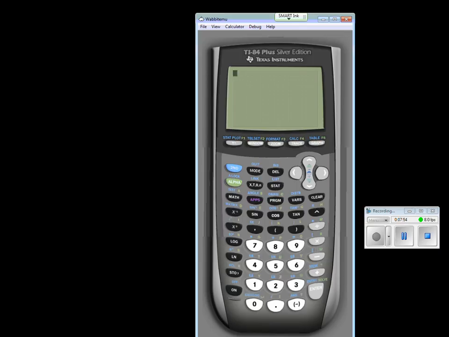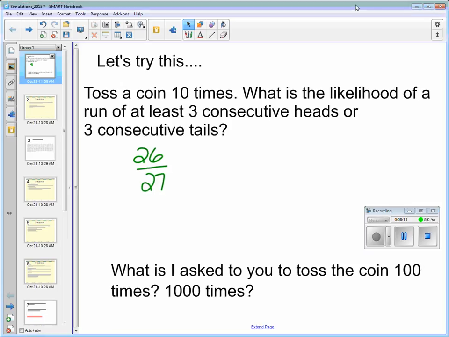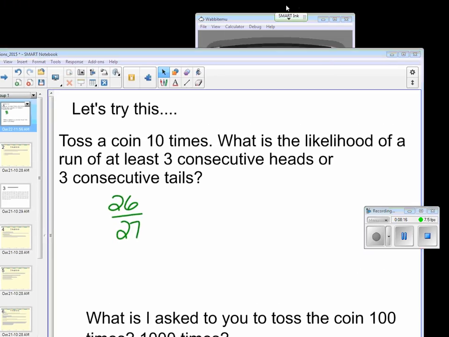So anytime you're looking at simulating something, you're going to look at the number of outcomes. In a coin toss, how many outcomes are there? 2. So we need to create a situation on our calculator in which we have 2 outcomes. So there's only 2 outcomes here.